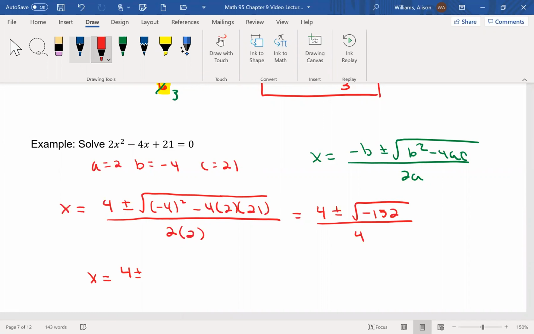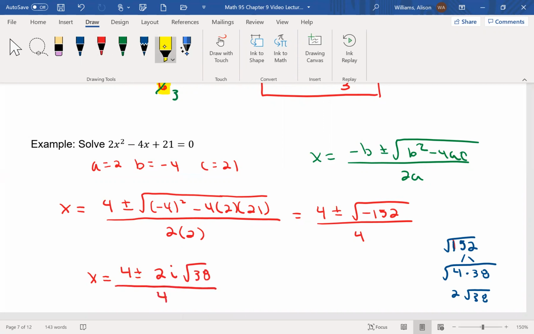Now I do need to see if I can simplify 152. So let's go ahead and divide out and see. So it looks like 4 times 38 works, and 38 happens to be 2 times 19. So that doesn't really help me. So this is what we're going to simplify it to. And so it's going to become 2 square root 38. But then there is an i as well. So it's going to be 2i square root 38 all over 4.